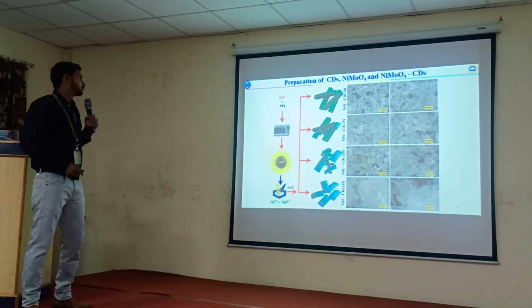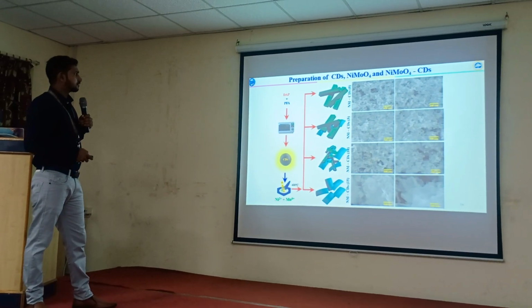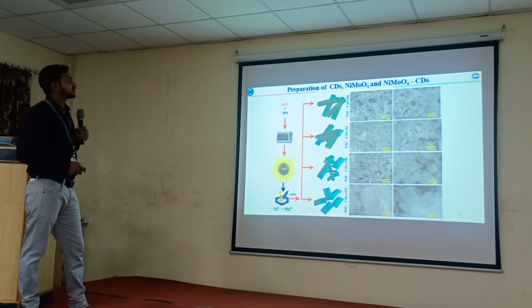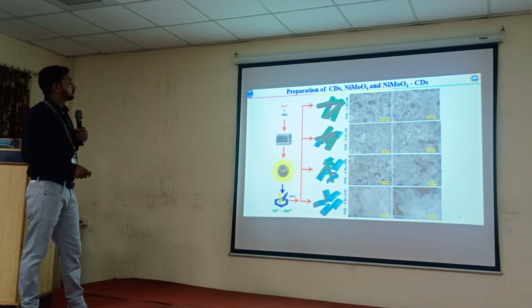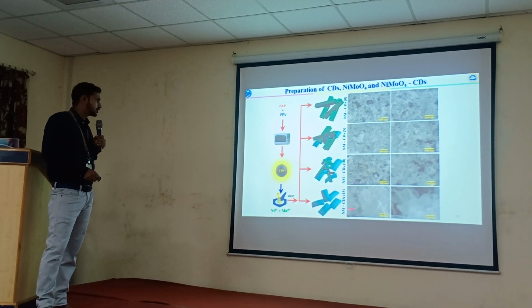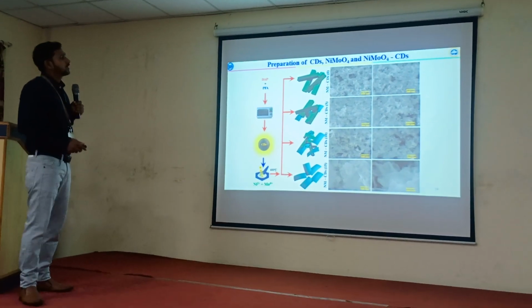The interesting result observed after the synthesis was that the bare nickel molybdate shows a one-dimensional rod structure, which, with increasing concentration of carbon dots, totally changed into a sheet-like morphology.